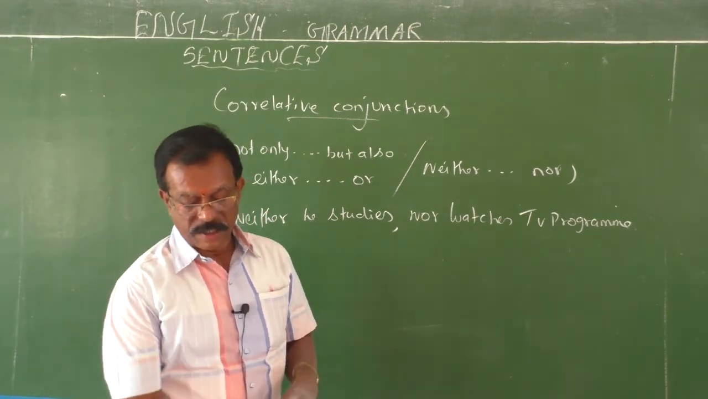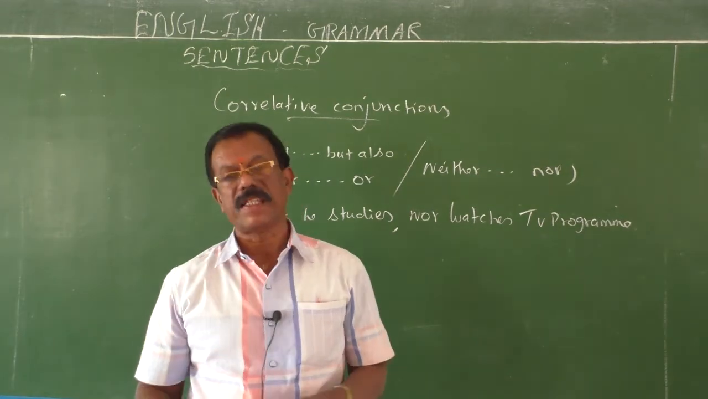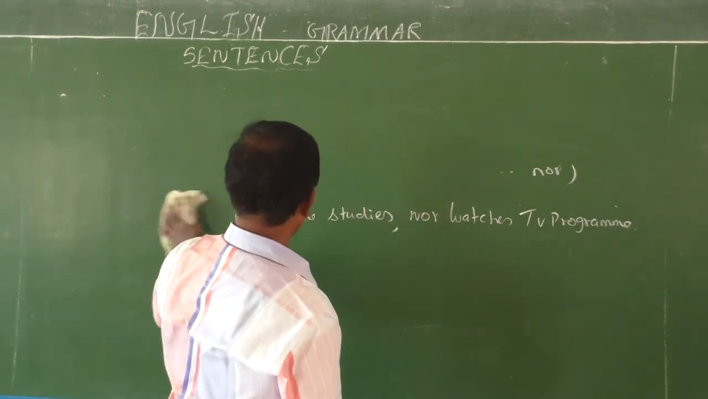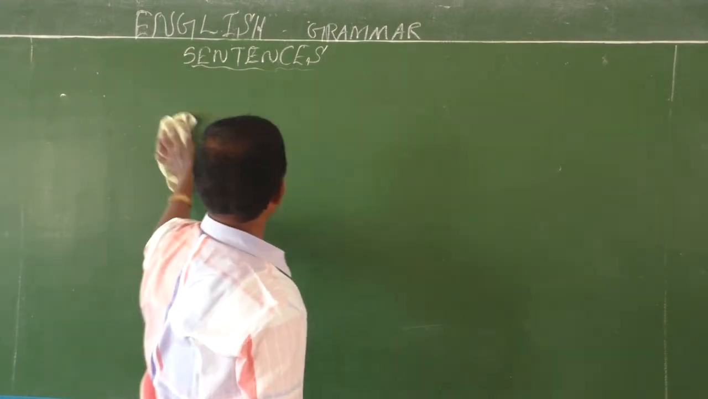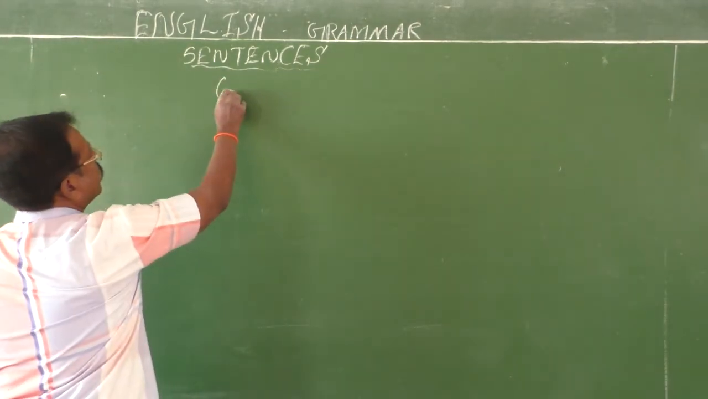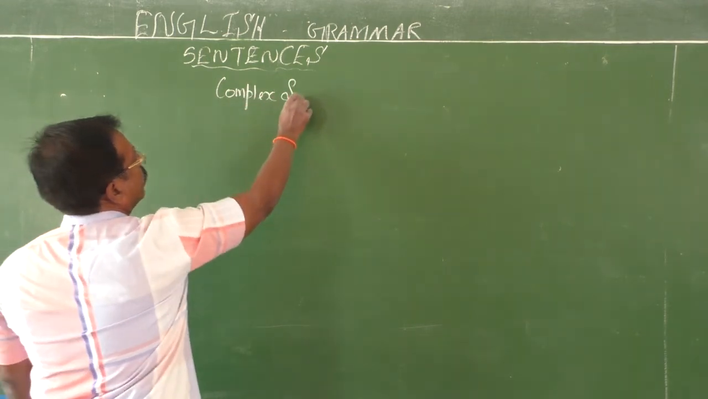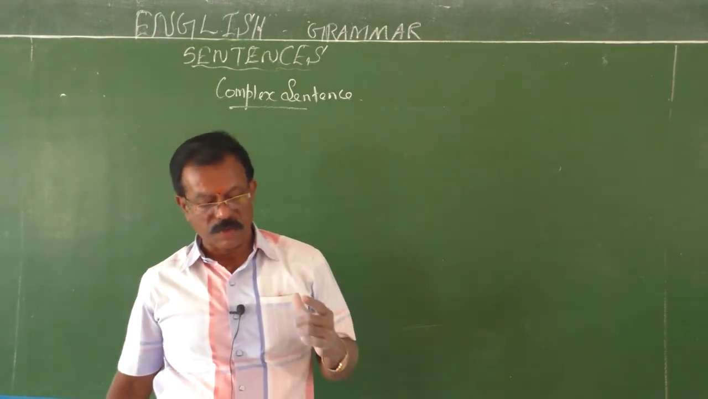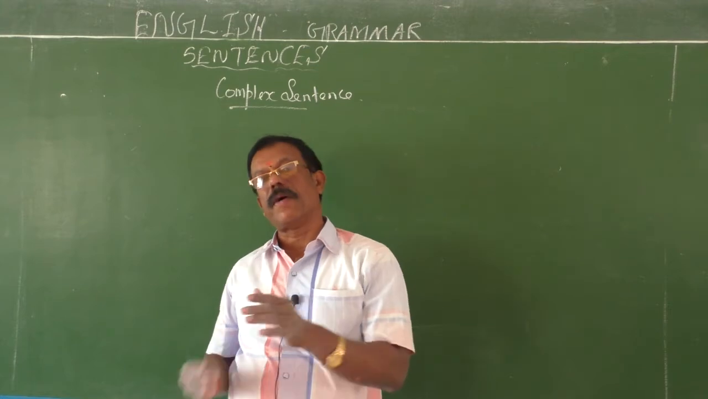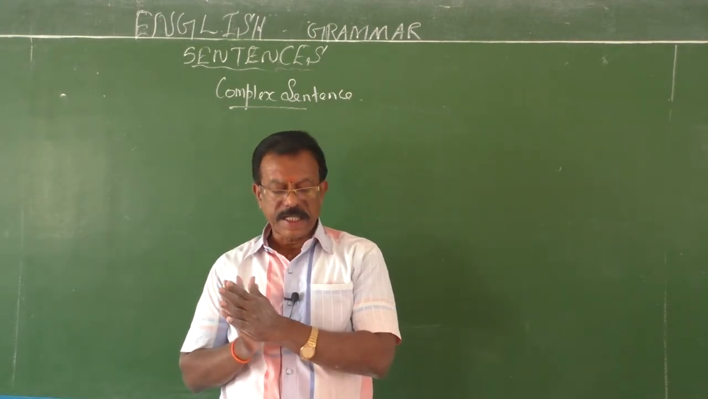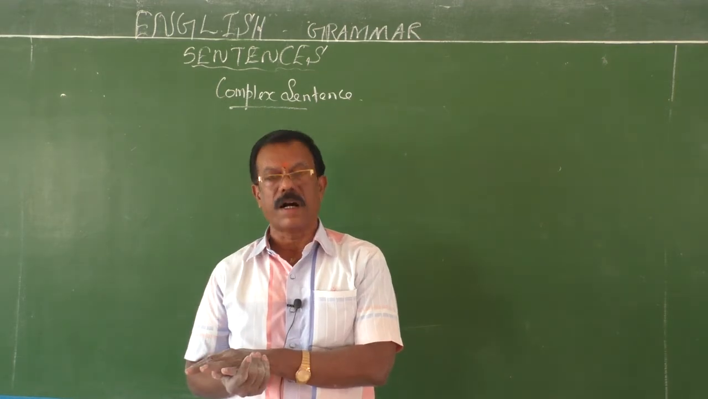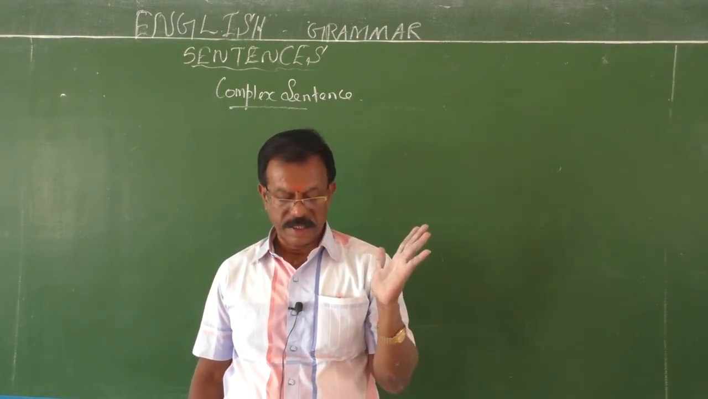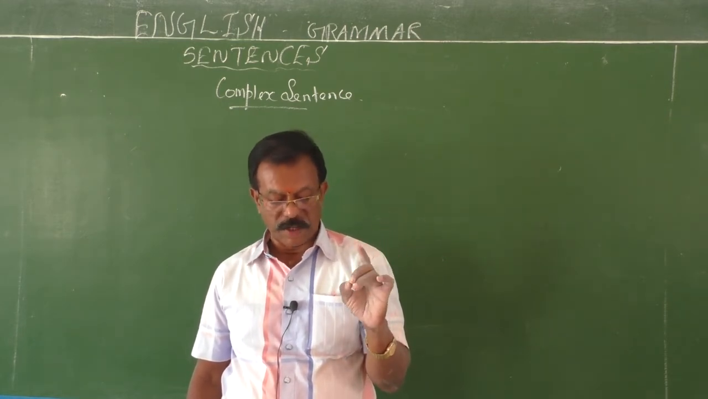Okay, fine. Next, the last part of this program, that is complex sentence. What do you mean by complex sentence? The third type of sentence based on the structure is the complex sentence. In the complex sentence, we have only one main clause. A complex sentence consists of only one main clause with one or more than one subordinate clauses. A sentence having only one independent clause or principal clause and one or more dependent clauses or subordinate clauses is called a complex sentence. A complex sentence contains at least two finite verbs.